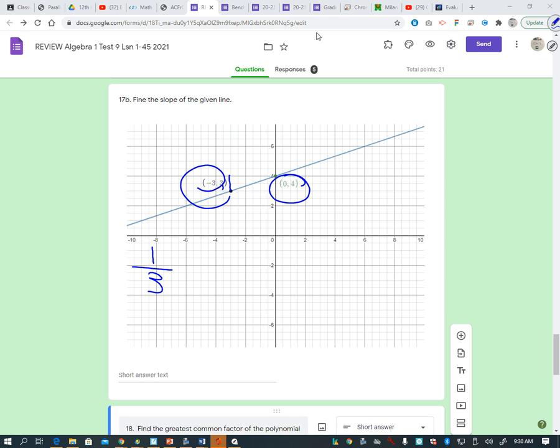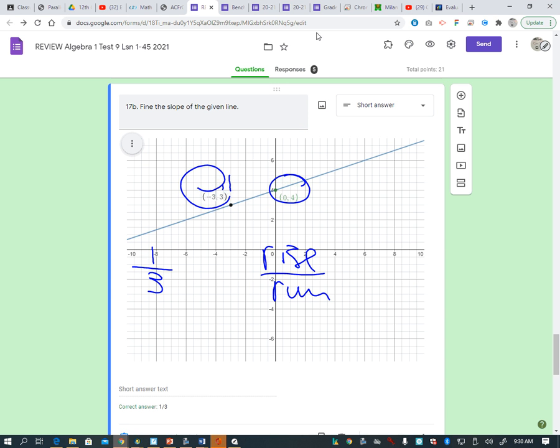Look at the numbers. Slope is rise over run, so I want the numbers. Do not write a decimal, because 1/3 is 0.3 repeating. If you wrote 0.3, I'd count it wrong in a heartbeat, because it would have to be 0.3 with a repeat bar over the top of it, but I want it as a fraction. 1/3 should be the answer.